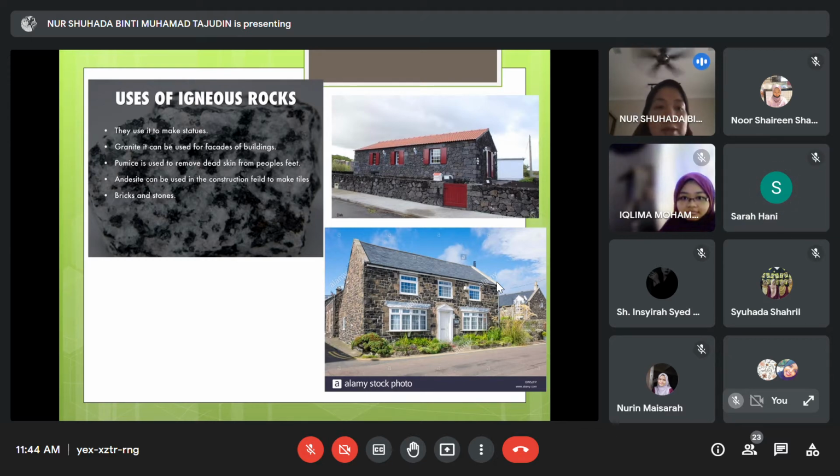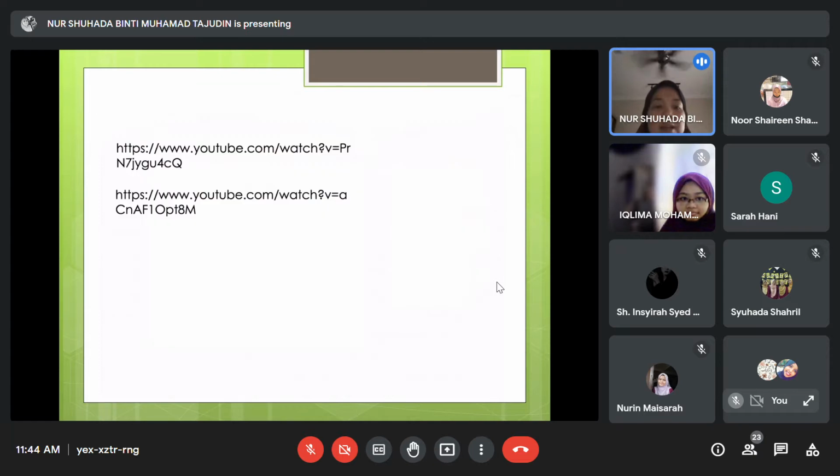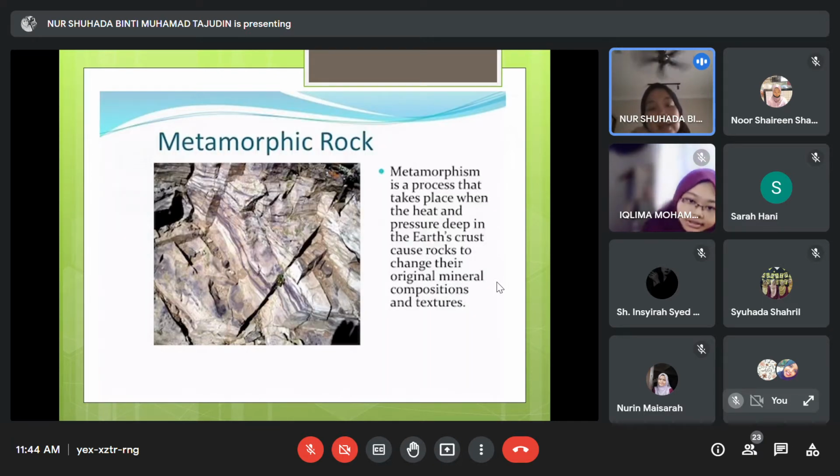Okay, so ni boleh baca sendirilah. So saya ada attach video if you want to watch the video. Okay, so I tak tunjuk sini lah. Okay, then the second one is we have a metamorphic rock.